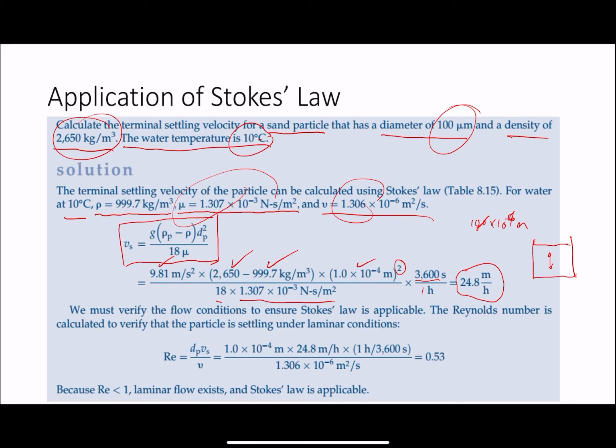Now, before we proceed, we have to check if the Reynolds number is less than 1 or higher than 1. So the Reynolds number, from water resources or from the previous classes you took, is the diameter of the particle times the settling velocity over v. Remember, there is mu and there is v. That's at the same temperature.